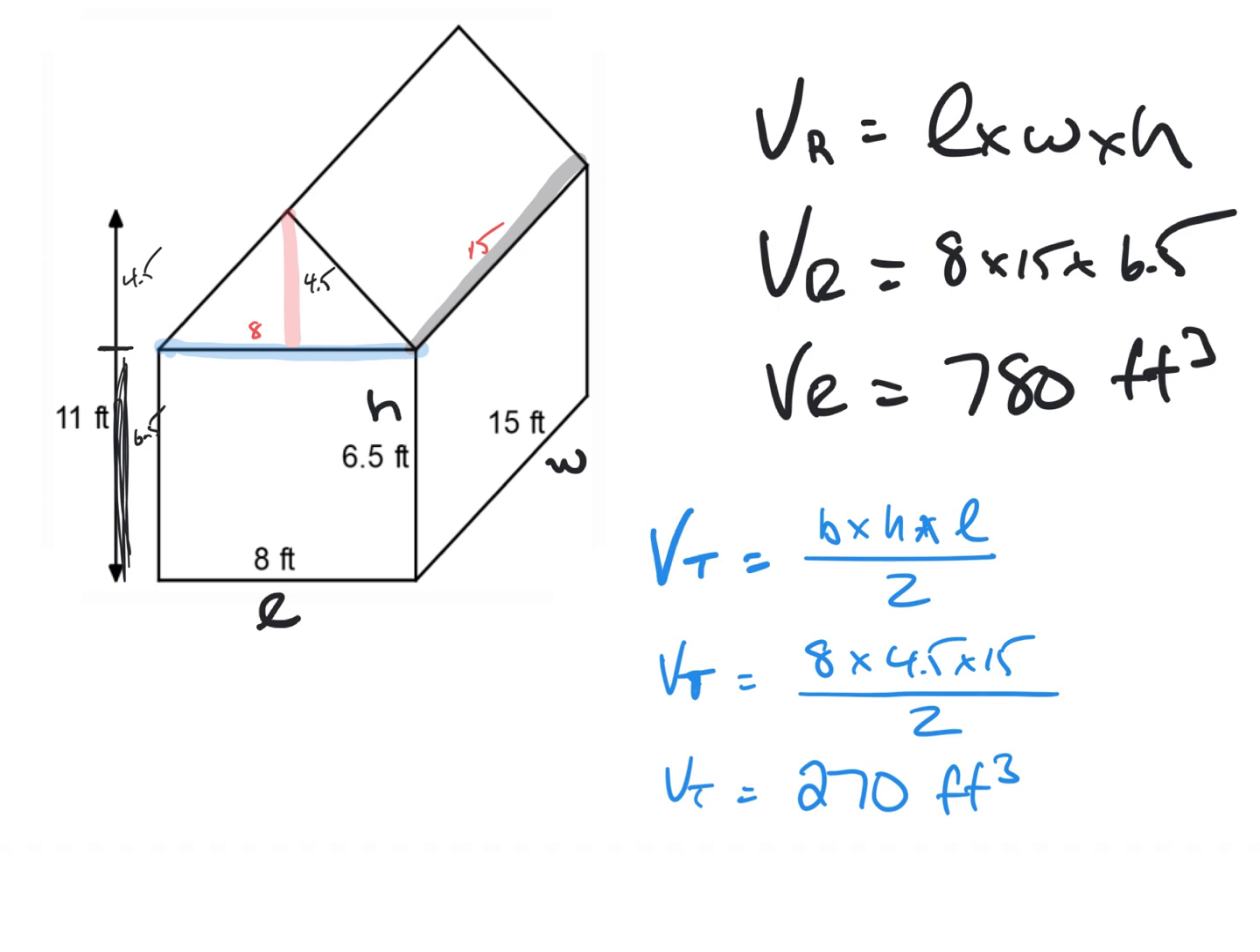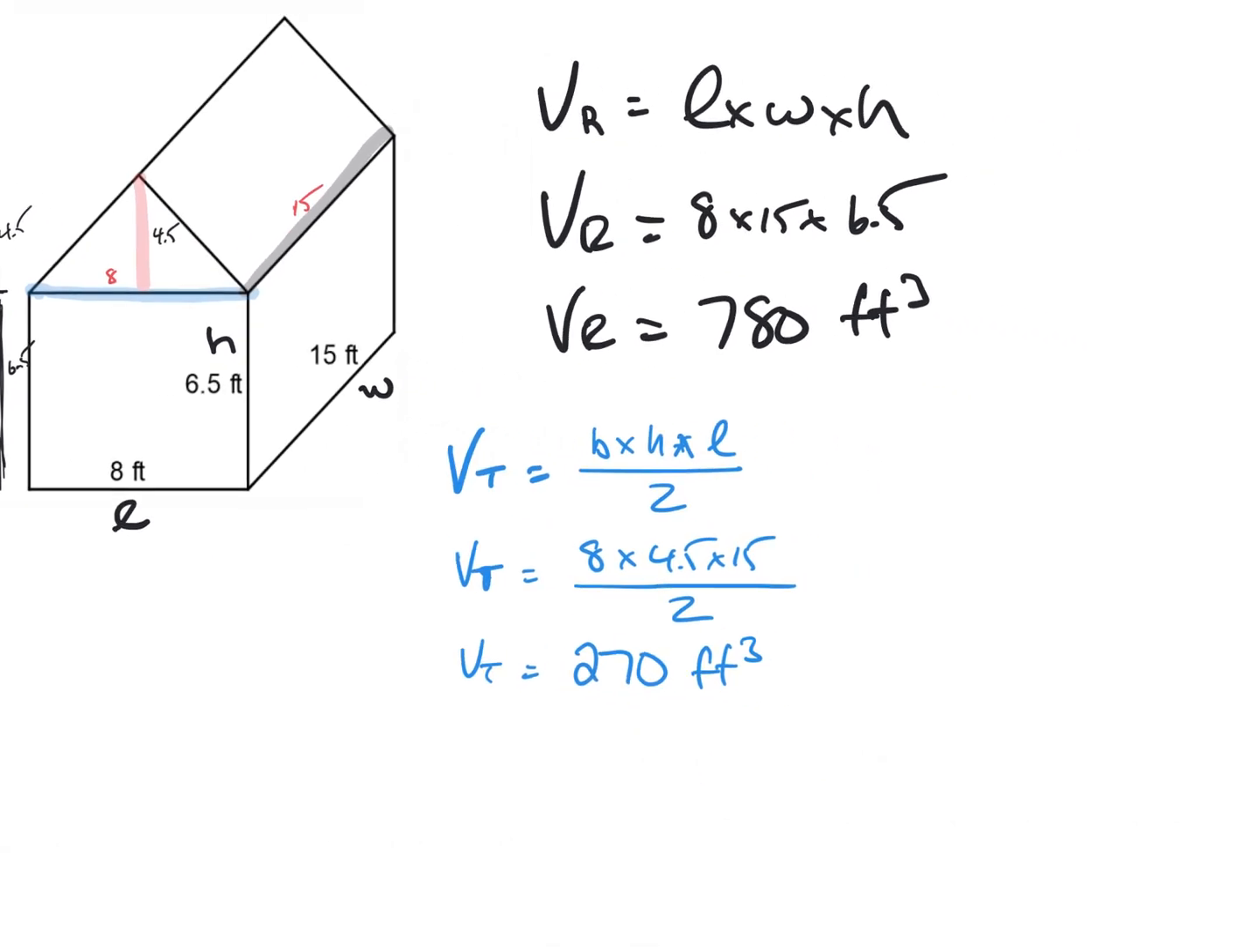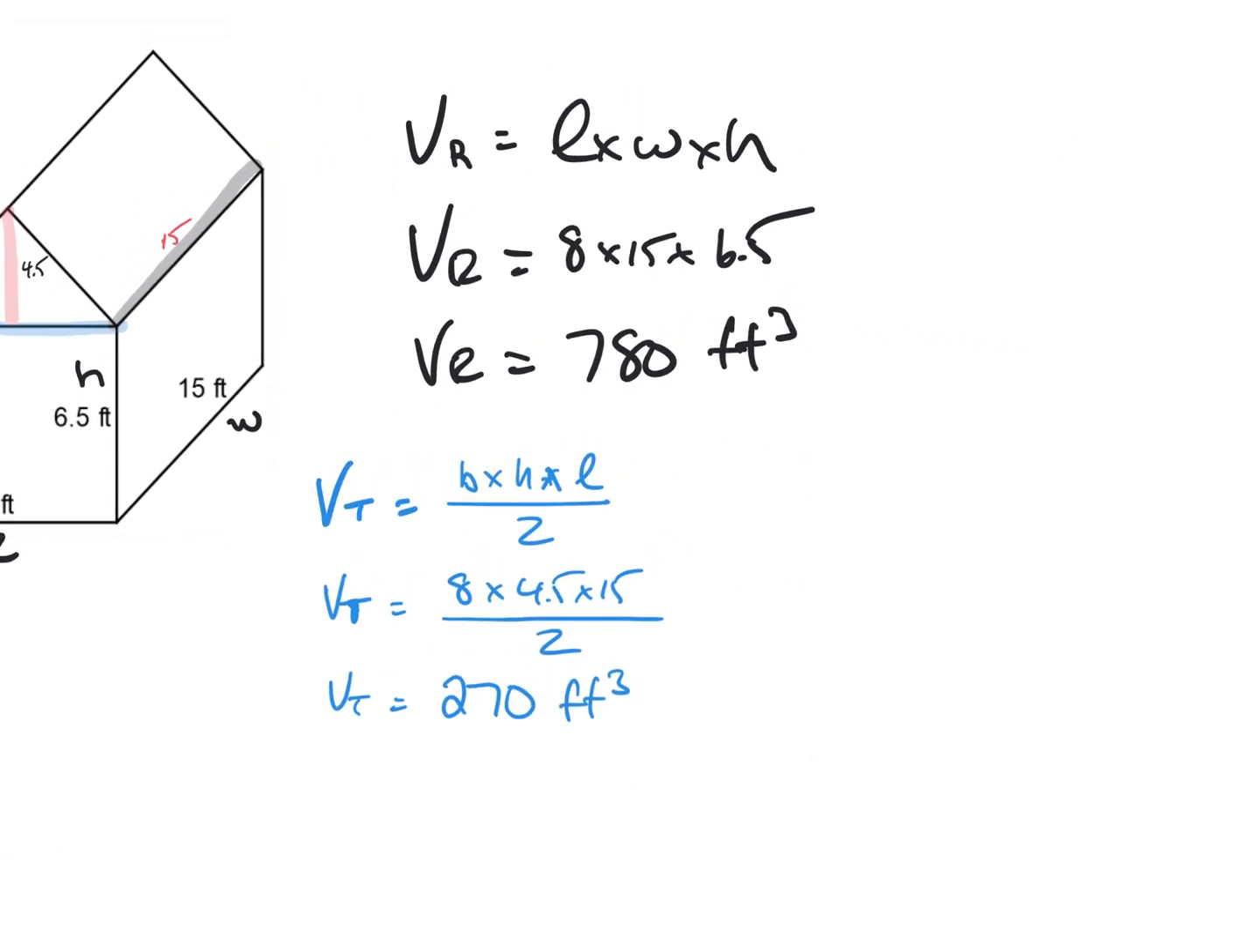So that is your volume of the top part of the shed, the triangular prism part of the shed. And so to figure out the total volume, we'll just go ahead and take 780 and add 270. And when we do that, we get 1,050 cubic feet.